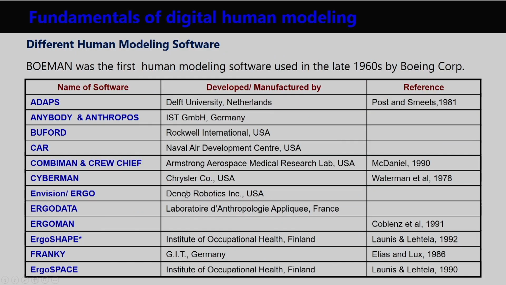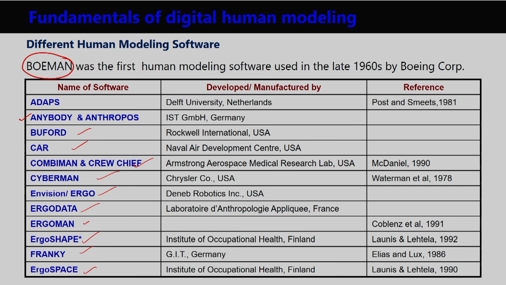Now, the first digital human model was introduced long back in the 1960s. Its name was Boeman. Later on, subsequently so many software packages evolved, came in the market, and many of them also were abolished. So, right now whichever software is available commercially, here are a few examples: Adapus, Anybody, Anthropos, Buford, Car, Combiman, Reuchef, Cyberman, Envision, Argo, Argodata, Argoman, ArgoShape, Frankie, Argospace.